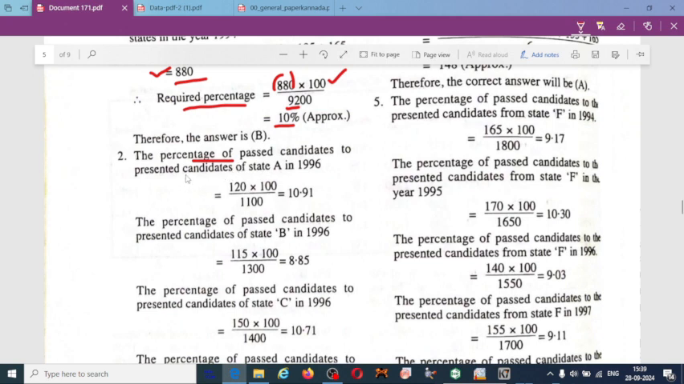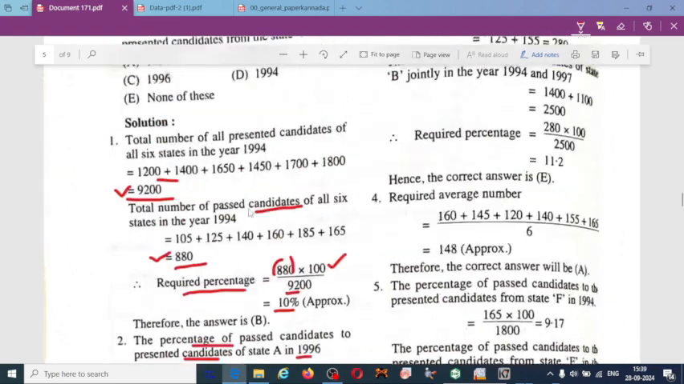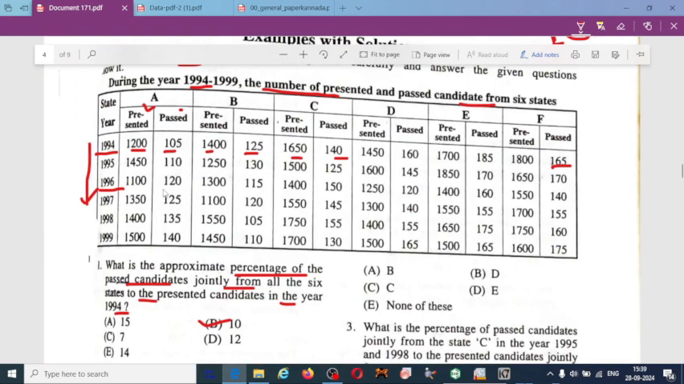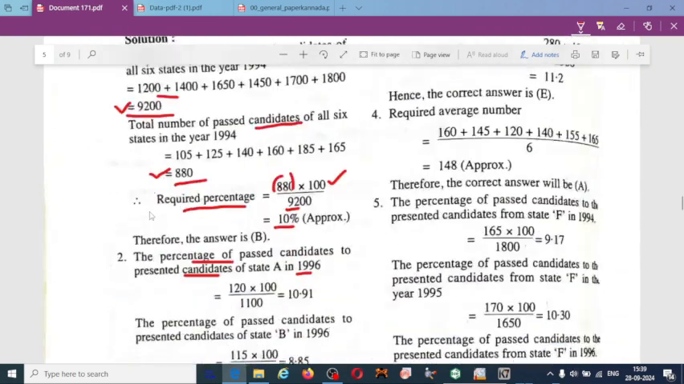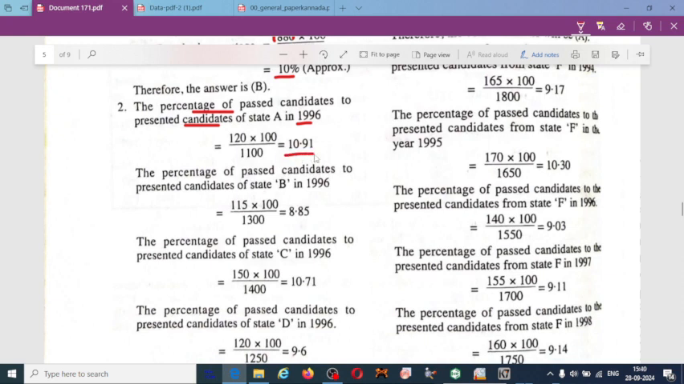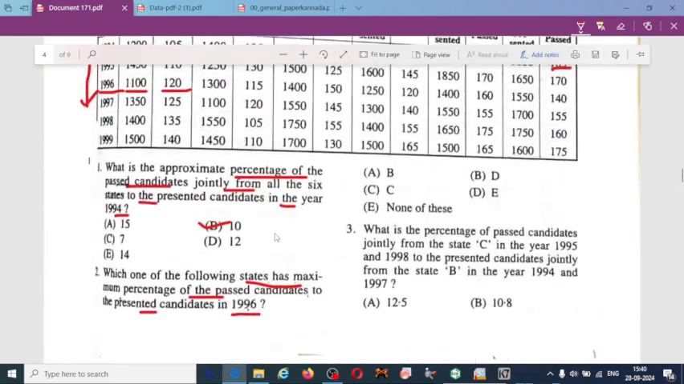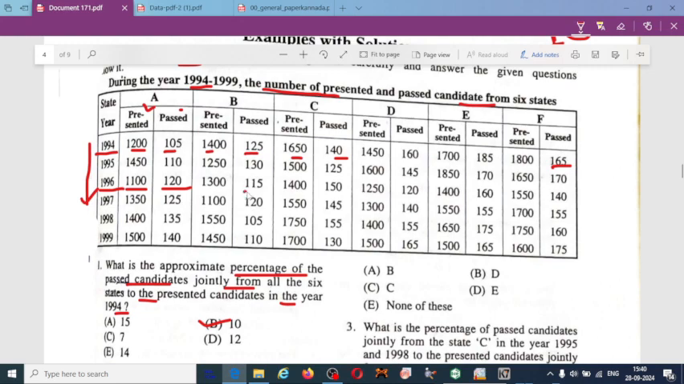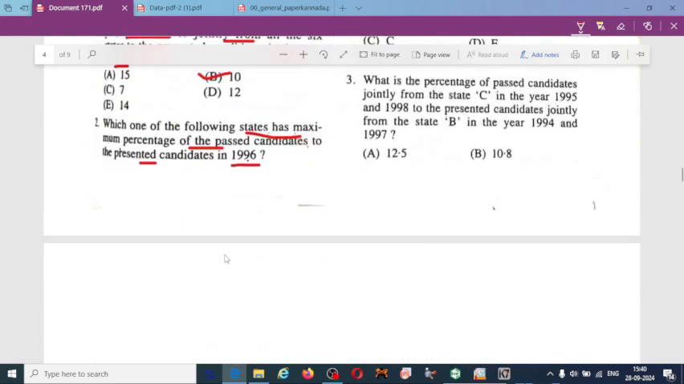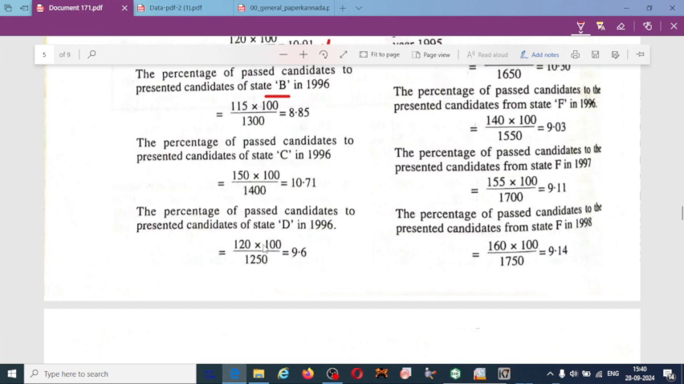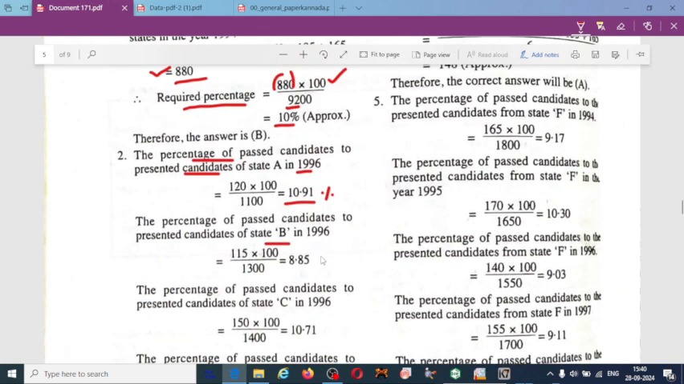Percentage of the passed candidates to the presented candidates in state A in the year 1996. Here the first one, passed are 120, presented are 100. So it is 10.91%. Similarly, for state B in 1996, how many are passed? 115, and how many are presented? 1300. So the percentage is 8.85.